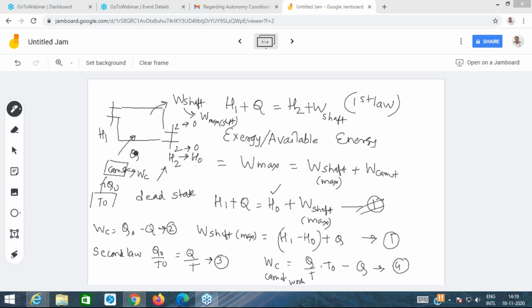By applying the second law of thermodynamics, Q naught by T naught is equal to Q by T. So the second equation is Q naught minus Q is WC, which comes from the energy balance, that is the first law, and the third equation is Q naught by T naught is equal to Q by T, which comes from the second law of thermodynamics. From 2 and 3, what you get is WC is equal to Q by T naught minus Q.